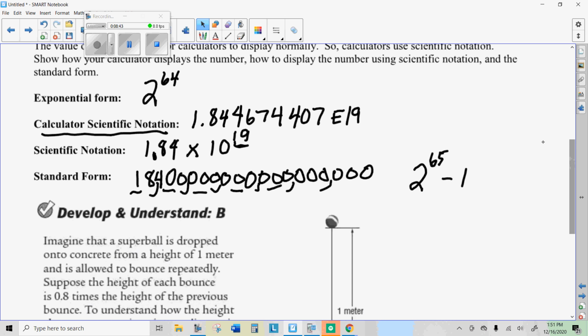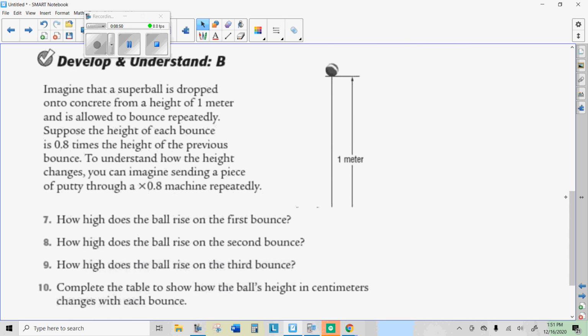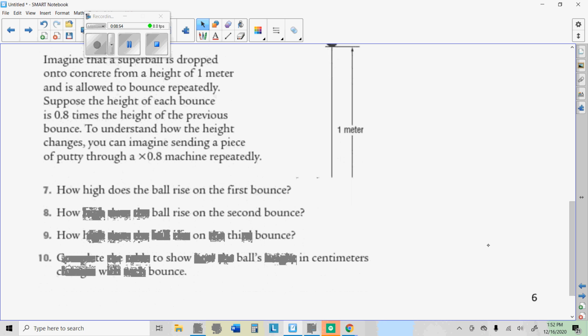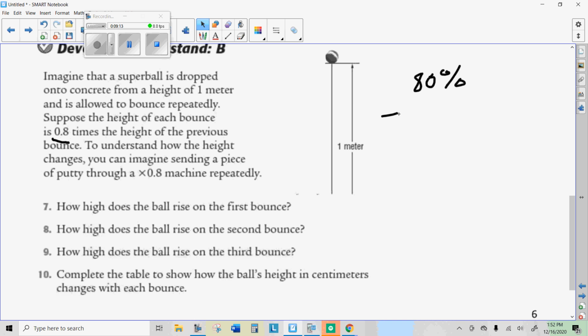If it was a really small number, you would see a negative number there in your calculator. All right, so let's do a problem, and then our goal here will be to try and come up with an equation to represent this. So we have a super ball that's dropped from a height of 1 meter, and it's allowed to bounce repeatedly. Each time it bounces up to 0.8 times the height of the previous. In other words, it's 80% of the height, or we're losing 20%. Those are all kind of saying the same thing.